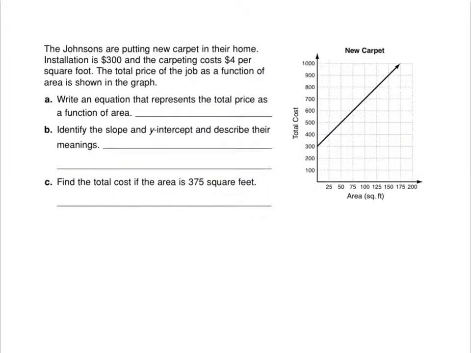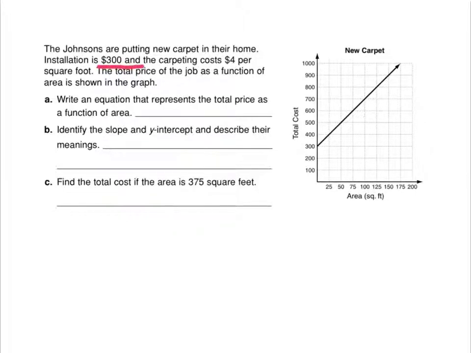Another example. The Johnsons are putting new carpet in their home. Installation is $300 and the carpeting costs $4 per square foot. The total price of the job as a function of area is shown in the graph. Write an equation, identify the slope and y-intercept, describe their meanings, and find the total cost if the area is 375 square feet. Alright, so first things first, we need to be able to identify the important information in the statement.